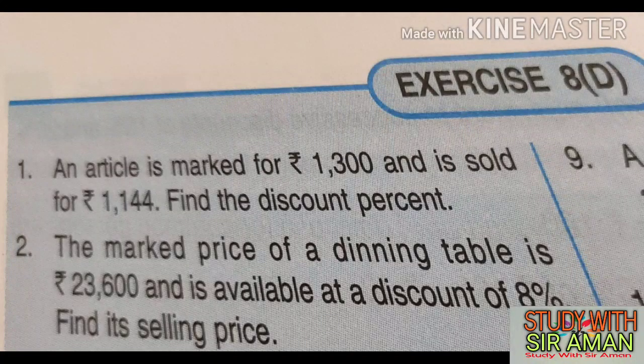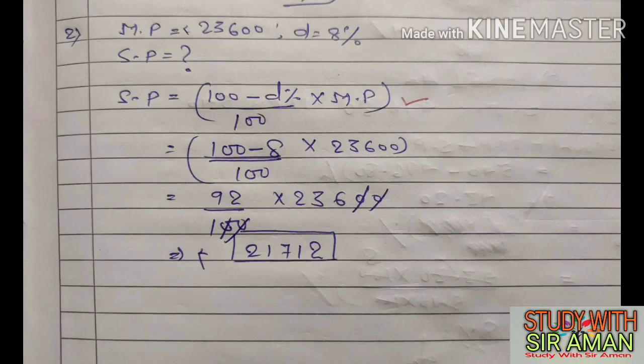Let us see solution. How to solve any question I have told you. From the given question word problem, take the information. MP is given, discount is given, we need selling price. Directly you put in formula, 100 minus discount percent by 100 into MP. Calculate, 92 by 100, 00 cancel, multiply. So how much money you have to pay? 21,712 rupees. Okay, fully based on formula.